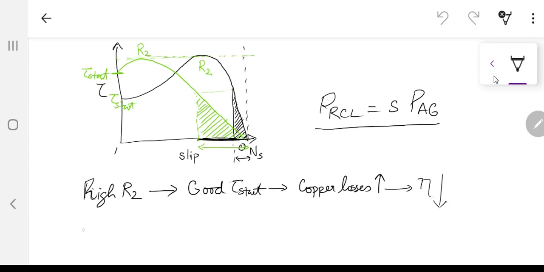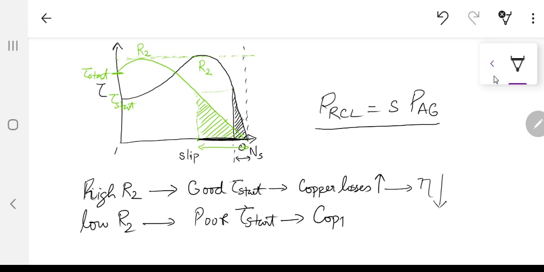On the other side, if you have a low value of R2, this means that you are going to have a poor starting torque, and you are going to have the copper losses on the lower side, and the efficiency is going to be on the higher side. So this is one aspect over here. So either you have to decide on one way or the other.